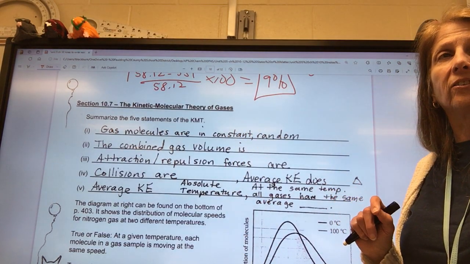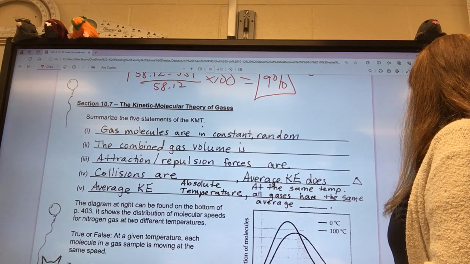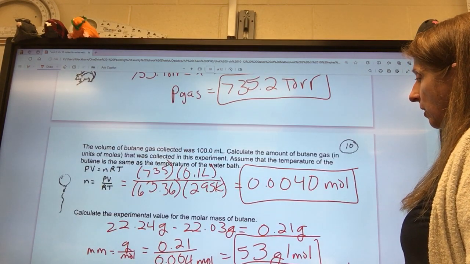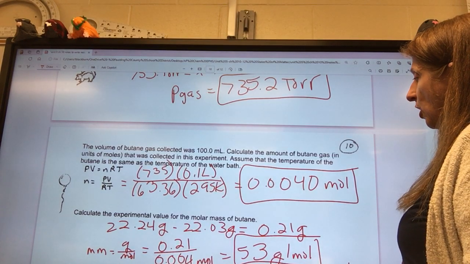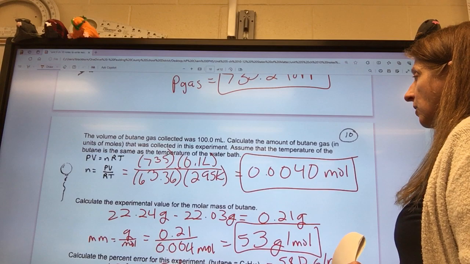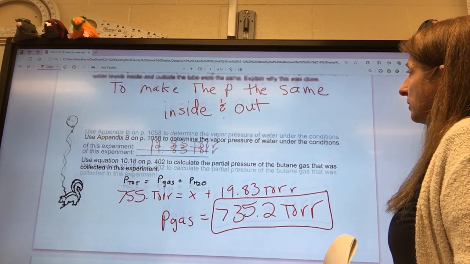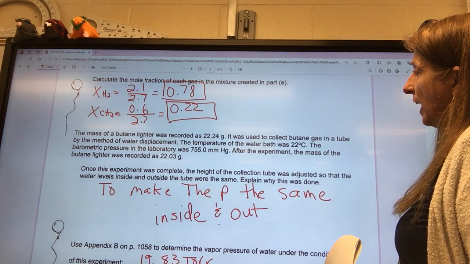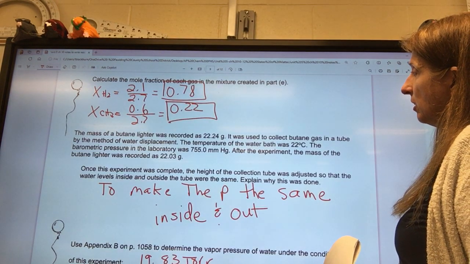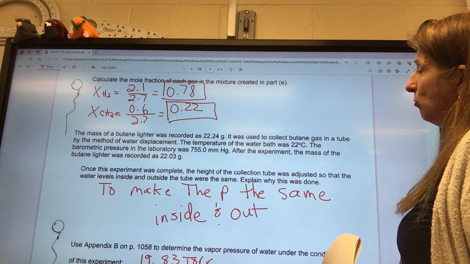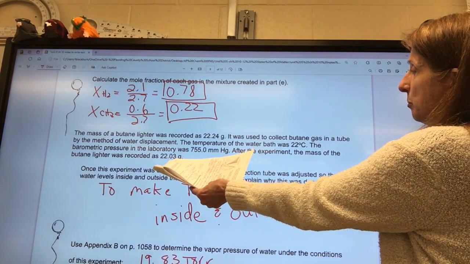Yes, Mr. Atticus? Back up. Can you explain to me where you got 22.24 minus 22.03 from? That was our butane. Go back up. So we had our lighter, and then we got the amount afterwards, 22.03.